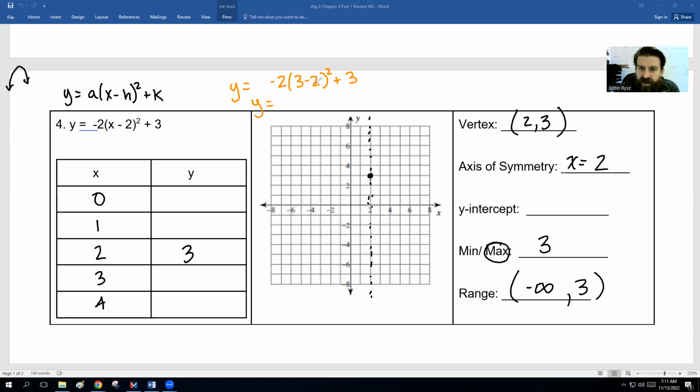All right, so let's see. 3 minus 2 is 1. 1 squared is 1. 1 times -2 is -2. And then -2 plus 3 is 1. So when we plugged in 3, we got 1. If we would plug in 1, we would also get 1. So 1 is at 1. 3 is at 1. All right, next we got to plug in 0 or 4. I'm going to plug in 0 because that's going to be the y-intercept anyways.